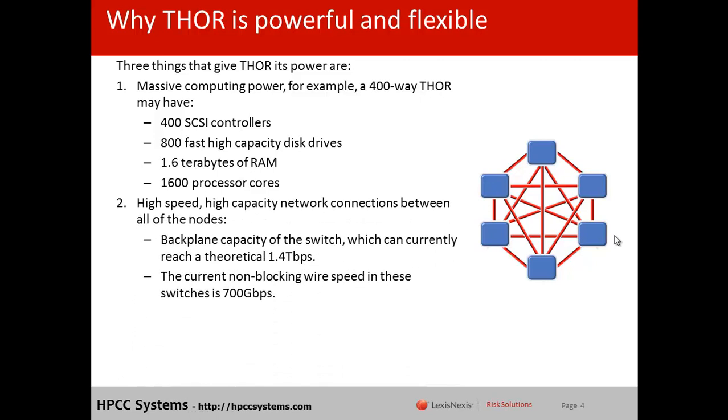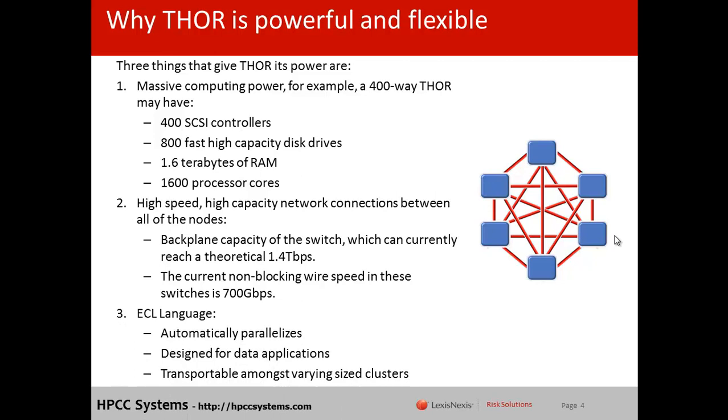Another thing that gives THOR its power are high-speed, high-capacity network connections between all of the nodes. We use backplane capacity of the switch, which can currently reach a theoretical 1.4 terabytes per second. And the current non-blocking wire speed in these switches is 700 gigabytes per second.